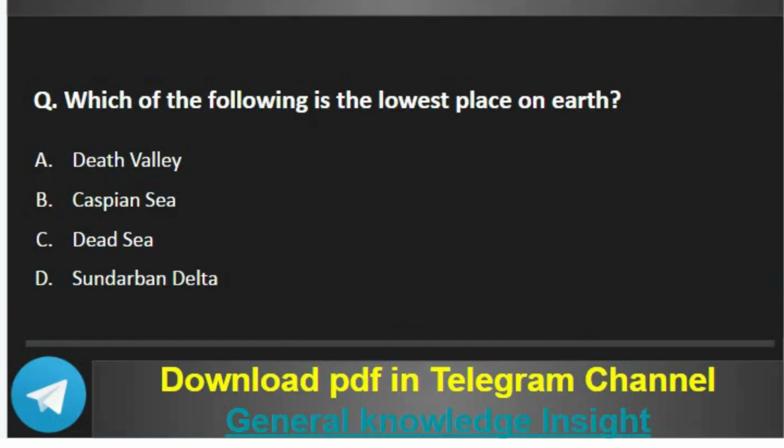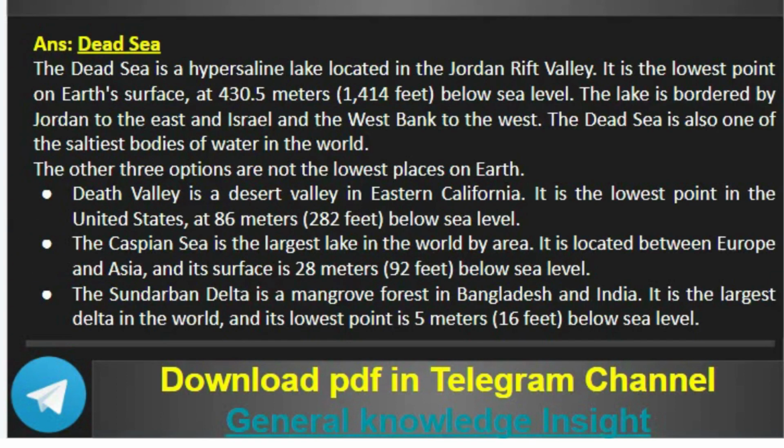Next question, which of the following is the lowest place on Earth? Here a correct answer is option C. Here, Dead Sea is a hypersaline lake located in the Jordan Rift Valley. It is the lowest point of Earth's surface at 430.5 meters, that is 1,414 feet below sea level. The lake is bordered by Jordan to the east and Israel and the West Bank to the west. And the Dead Sea is also one of the saltiest bodies of water in the world.